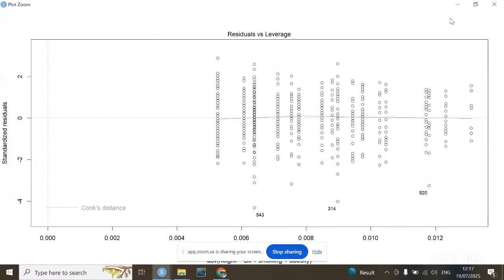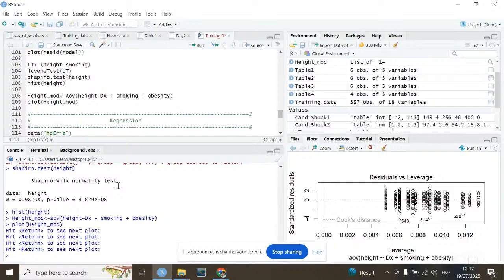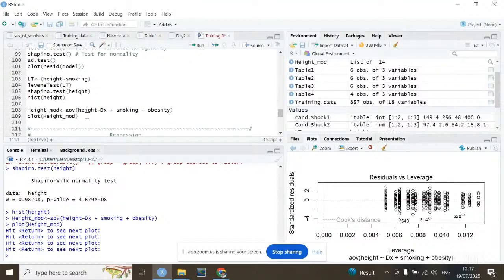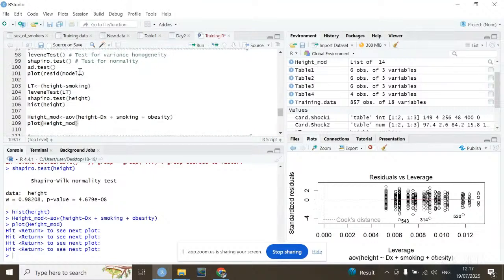So this one, the residual plot, is actually used for testing for independence. When we are doing those assumptions of ANOVA, it is important that before doing any analysis of variance, we do the testing for these different assumptions. Otherwise, you may end up getting wrong results.